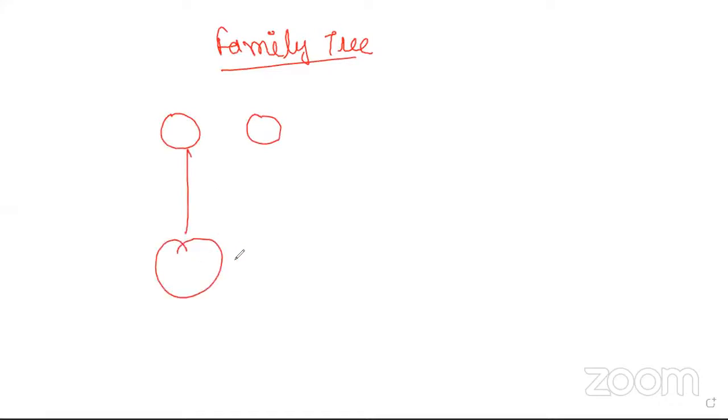Family tree. Family tree consists like this. 1 generation, 2 generation, 3 generations. This denotes generation gap. This horizontal line means generation gap.